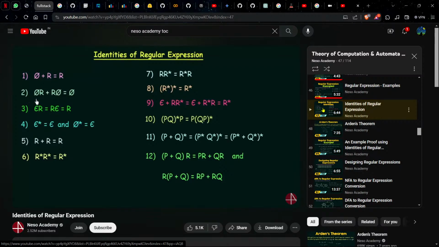So let's come to the second one. Here it says phi concatenation r union r concatenation phi is equal to phi. That means if you concatenate an empty set phi with a regular expression, and you also concatenate a regular expression with an empty set phi, and you perform the union of them, then what you get is an empty set phi.